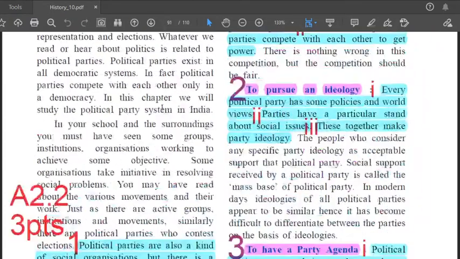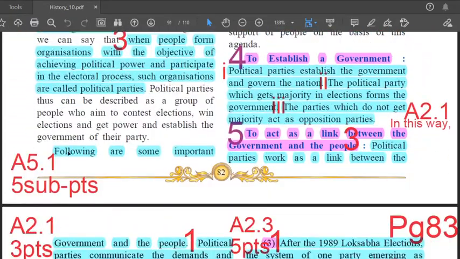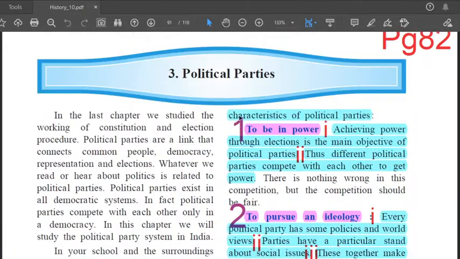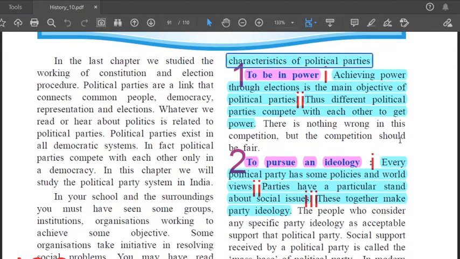Left hand side, last paragraph. See the last line: Following are some, this is the introduction. Following are some important, right hand side first line, characteristics of political parties. Now children, the main points, sub-points, I have highlighted in pink. And inside each sub-point, you are going to write 2 or 3 points. Okay, so I will read it out to you all.